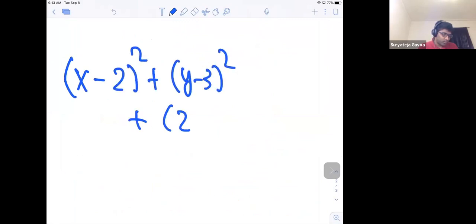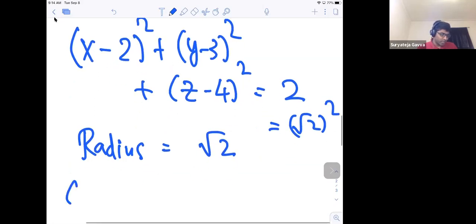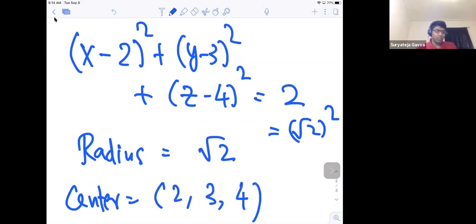So for instance, what is the radius of this sphere? Can you tell me the radius? Yeah, this is square root 2 squared, so the radius is just square root 2. The center, again, you just read out from what you see. There's a 2 there, a 3 there, and a 4 there. Okay, so if you see an equation like this, you can directly read off the center and the radius.